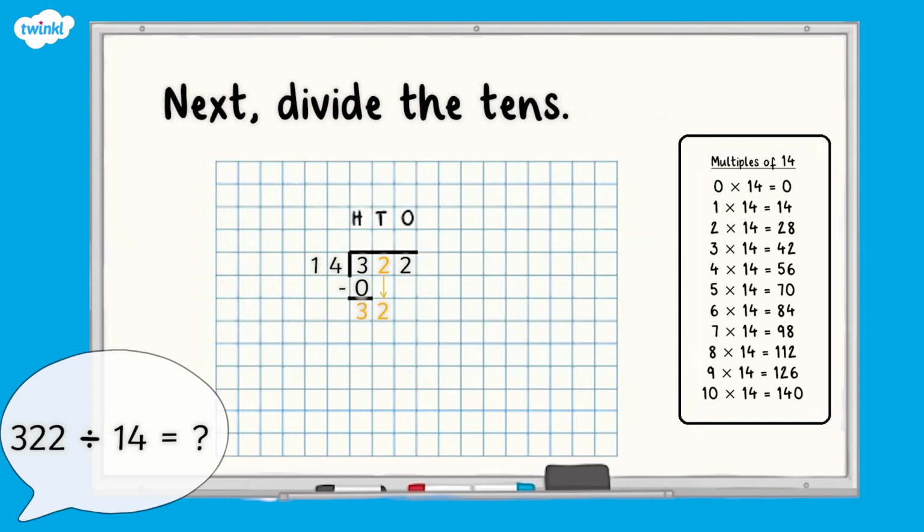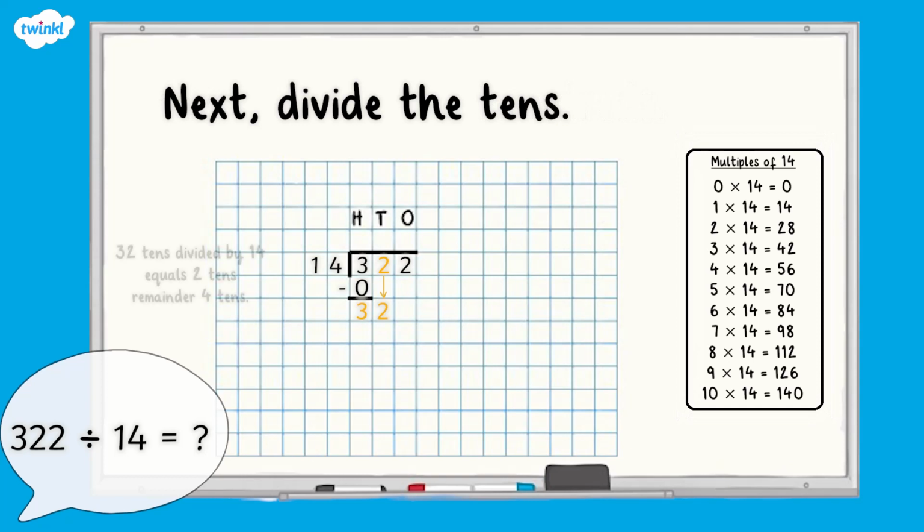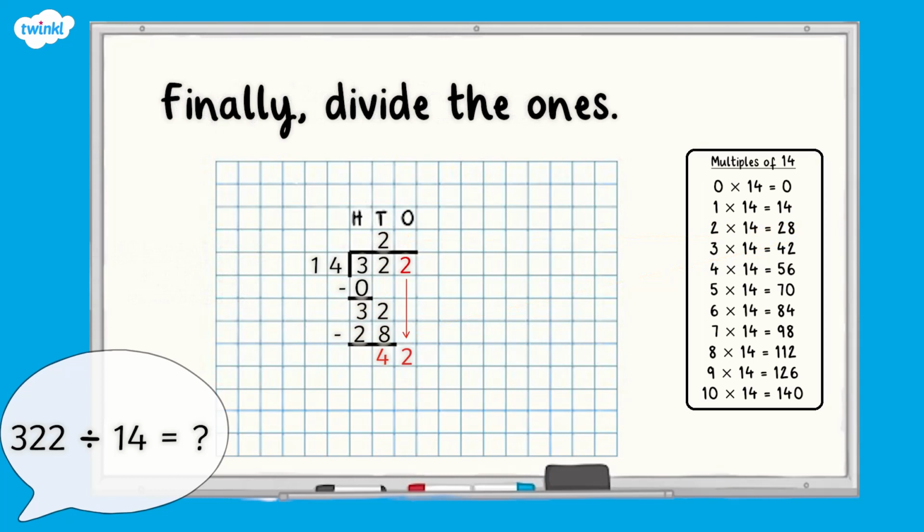Next, divide the tens. If we look at our multiples of 14, we can see that 32 tens divided by 14 equals 2 tens, because 2 lots of 14 equals 28, and we have a remainder of 4 tens. We write the 2 in the tens column of the answer above the line. When we subtract the 28 tens we have shared equally from the 32 tens we started with, we have 4 tens remaining. The remaining 4 tens are exchanged for 40 ones and are added to the 2 ones from 322, giving us 42 ones.